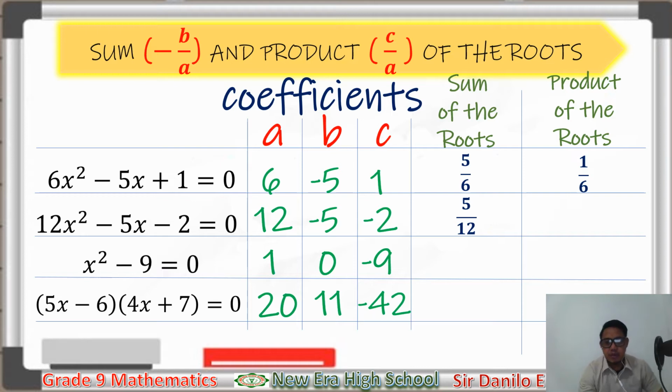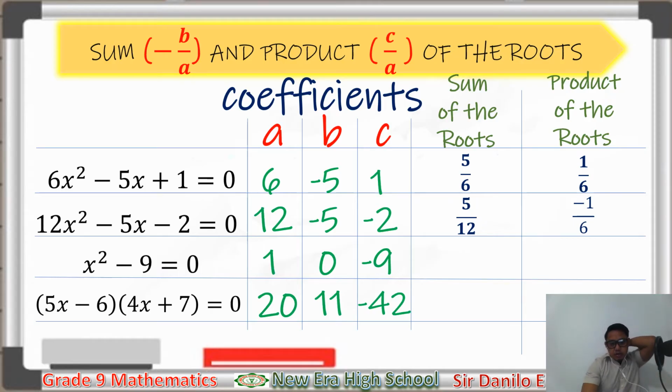Okay? Then, the product of the roots, c over a. So, if that's negative, you don't have to change the sign because that's c. So, negative 12 over 5, you may lowest term it, ang lowest term niyan. Okay, we may reduce it to lowest term, negative 1 over 6, because the greatest common factor of negative 2 and 12 is 2.